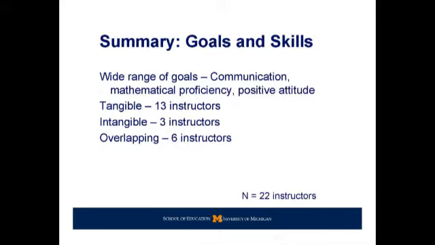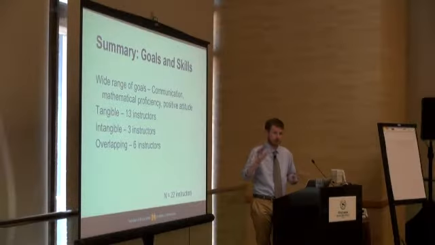So in summary, as we draw everything together, we note that IBL instructors have a wide range of goals and skills that they want students to develop. Some of these are communication, mathematical proficiency, developing a positive attitude. We found that these split into tangible, intangible, and this overlapping notion. Overlapping in this case is instructors who had both tangible and intangible ideas and spoke of them without giving special emphasis to one and not the other.